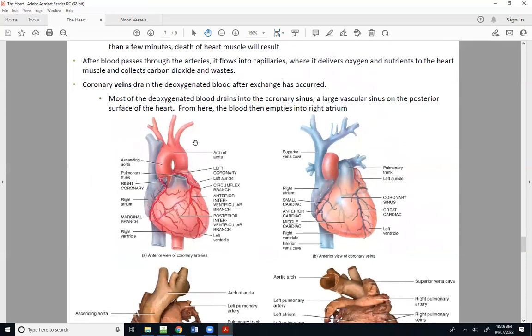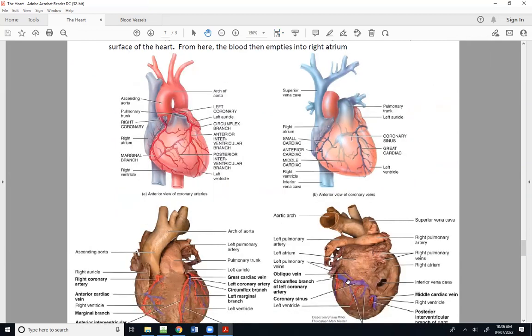After blood passes through the arteries, it flows into the coronary capillaries, where the oxygen and nutrients are delivered to the heart muscle, and the carbon dioxide and the waste are collected. And then the blood is going to flow back into the right atrium by way of the coronary veins. Okay, these are the blood vessels that drain the deoxygenated blood after the exchange has occurred, most of which drains into that coronary sinus that we have already talked about.